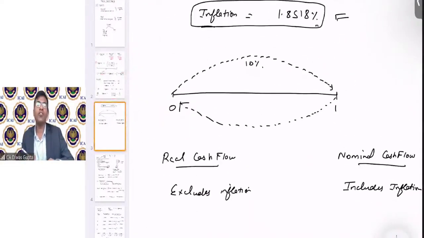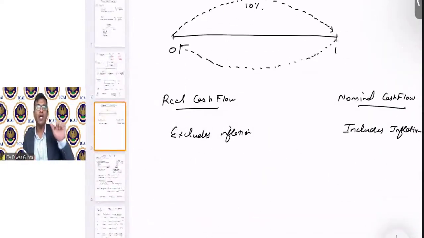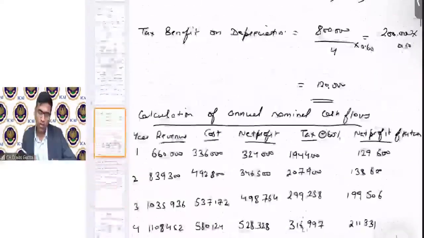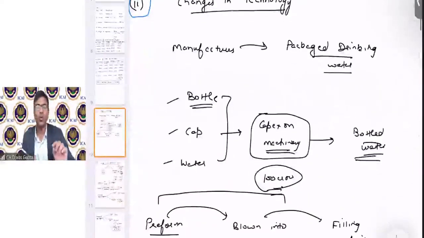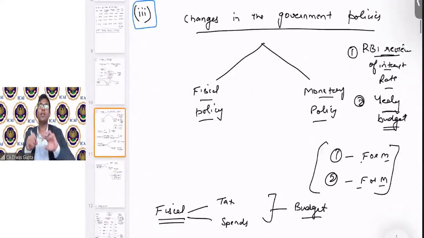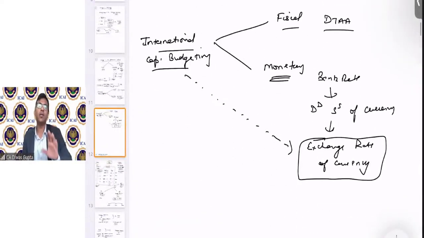Then we understood how inflation plays a role in determining the estimation of the cash flows. And we also quoted that if the cash flow is real, then accordingly the interest rate also has to be real. Then we further went on to discuss the changes in technology. We understood with an example how changes in technology can help capital budgeting related decisions, as well as the government policies. Government policies, we discussed two things, fiscal policy and monetary policy, which we discussed in detail, and the same can be taken up from the study material to revise the theoretical part.